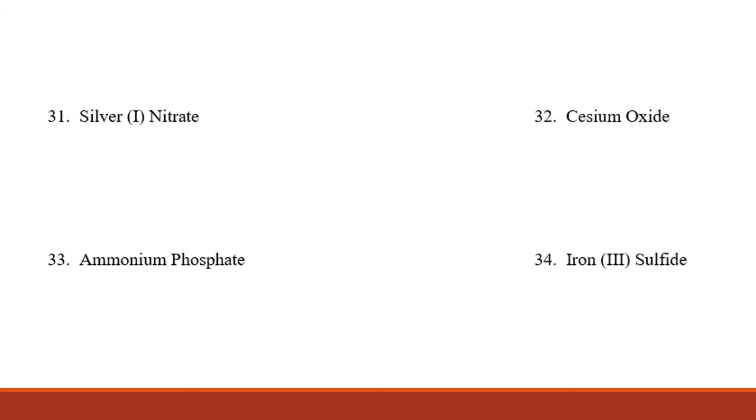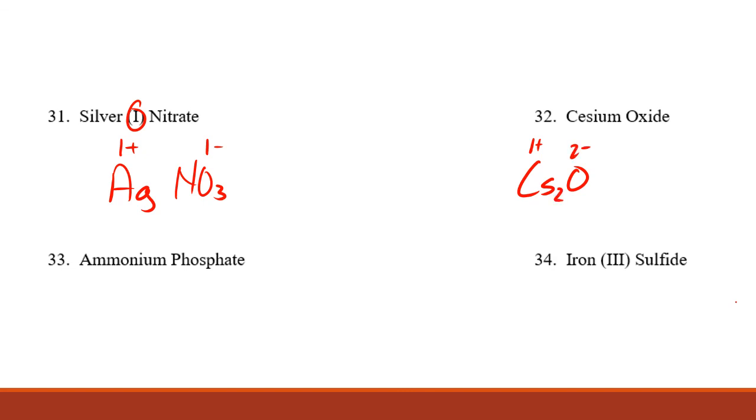Silver 1 nitrate. Silver Ag. This 1+ comes from the Roman numeral. Nitrate is NO3, it's got a 1− charge. It's already neutral. Cesium oxide is Cs2O. Cesium has a 1+ charge. Oxygen has a 2−. You do need to crisscross in this case.